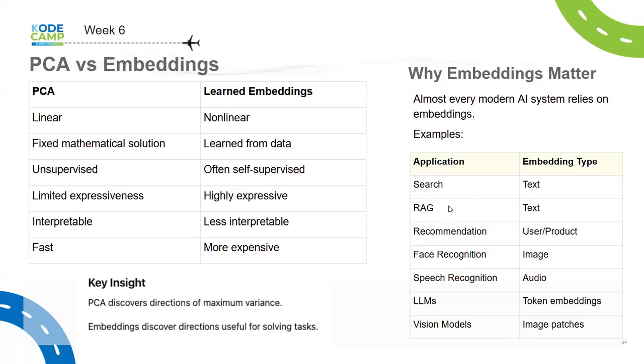RAG is retrieval augmented generation. This is an AI thing. I'll look for a time to explain it. Then recommendation, face recognition, speech recognition, and large language models. For you to train large language models, you have to first take the words that you want to train them on and turn them into embeddings: tokenize and embed. We're going to look at that in future. Vision models, the same thing. So embeddings are like the bedrock of it, and this is something that we should really understand.